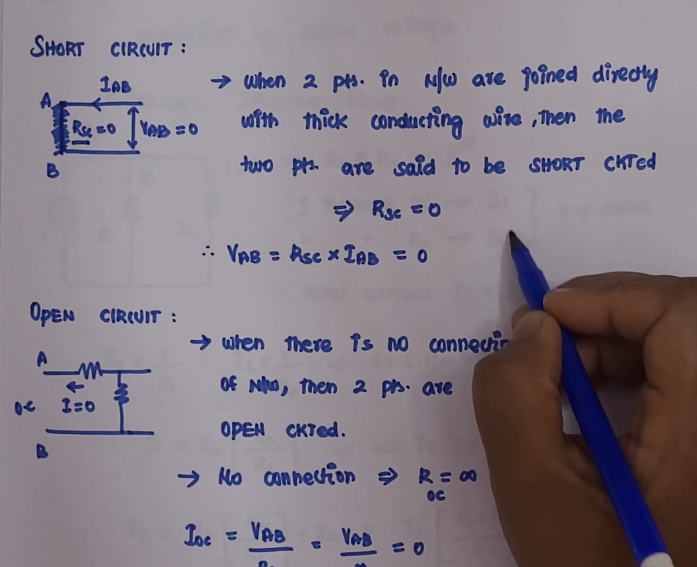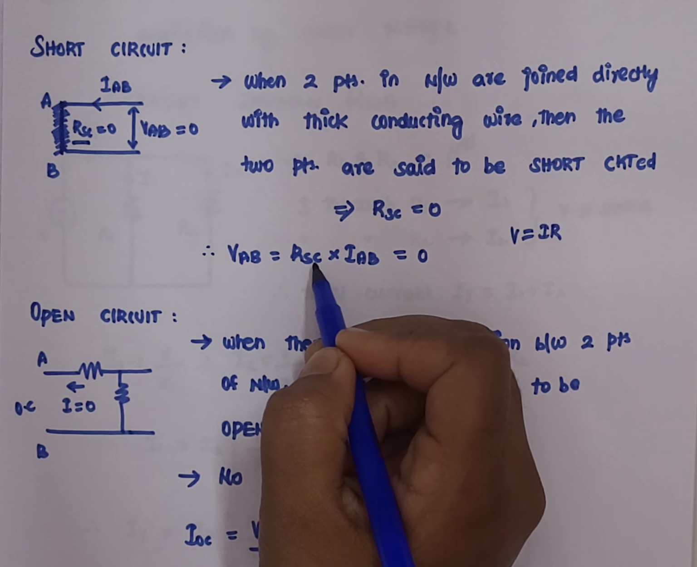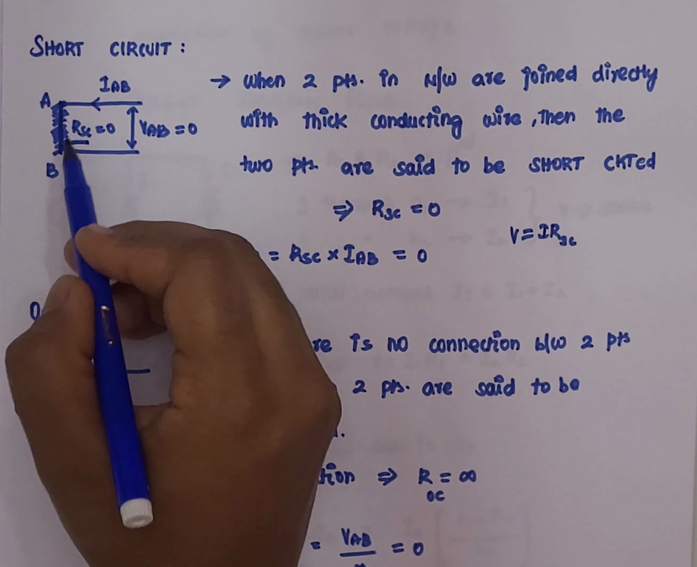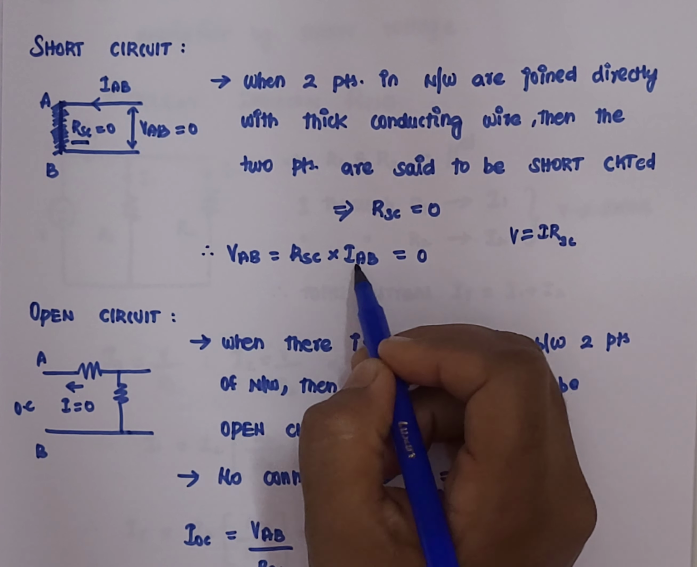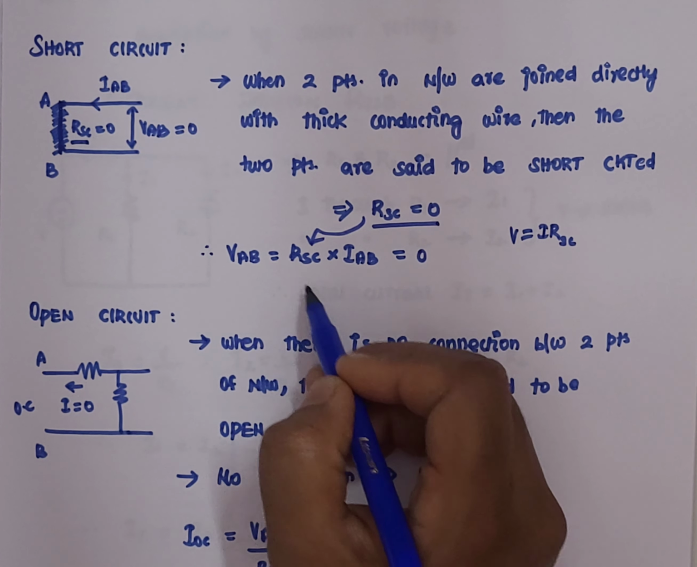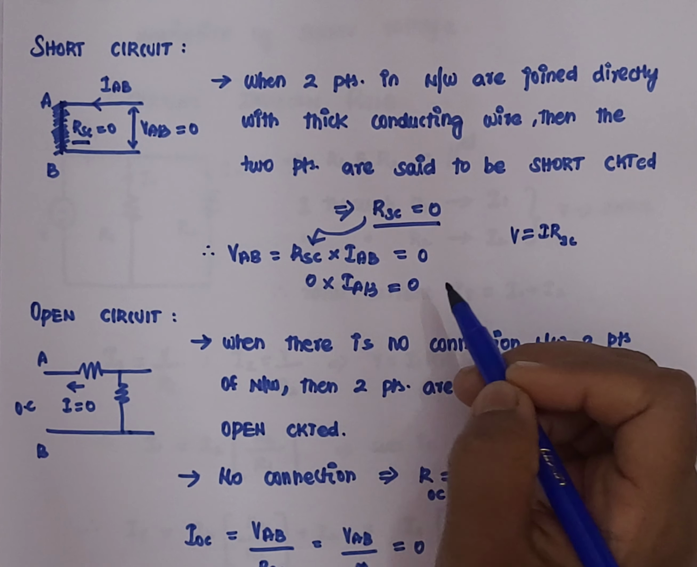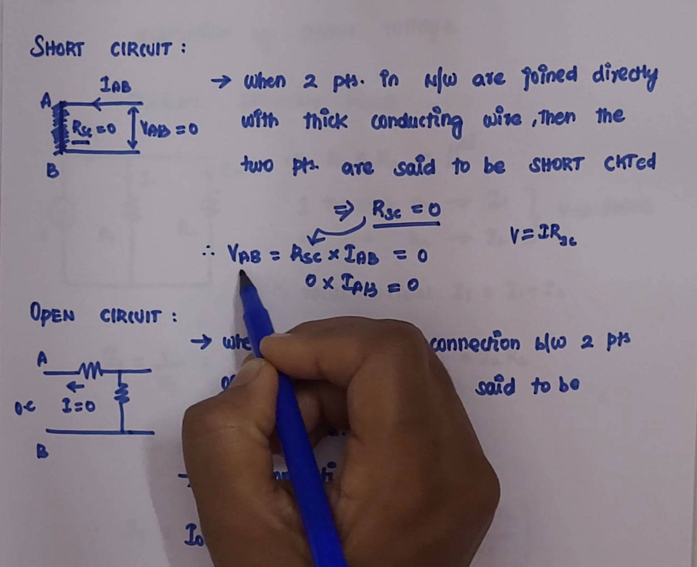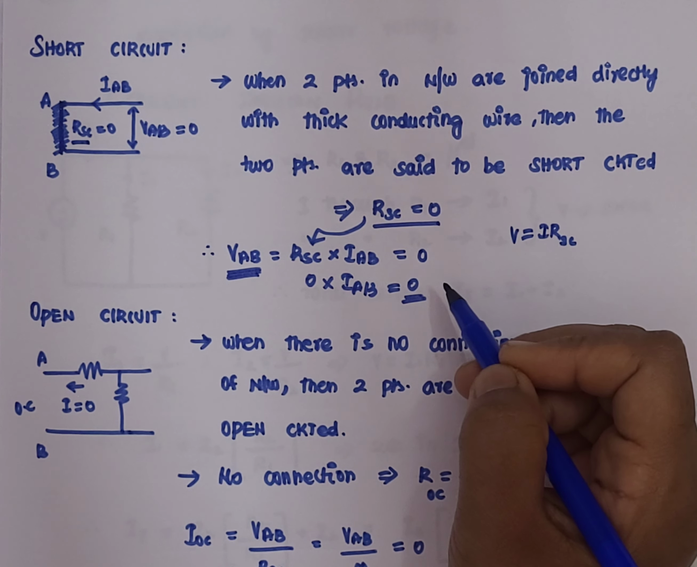VAB, V is equal to IR is the general formula. Here, since it is short circuited, we can take this R as RSC, and the current is taken across the two points, so it is I AB. Since this RSC value is 0, on substituting it over here, 0 times the current value IAB will be equal to 0, which means whenever the circuit is short circuited, the voltage across the two points will be equivalent to 0. So this is the basic condition.